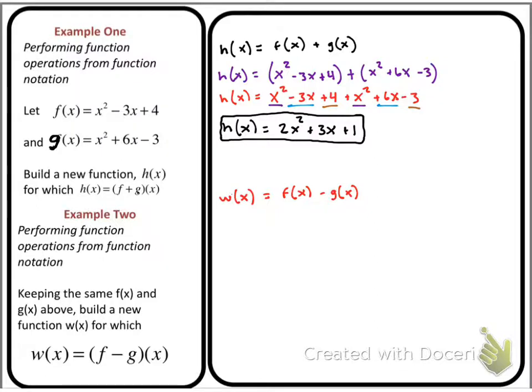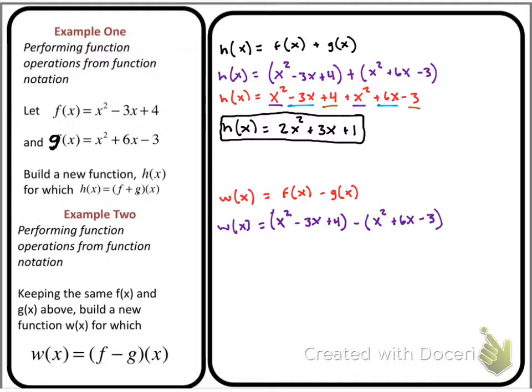We'll do the same thing. We'll go ahead and plug in. f of x is x squared minus 3x plus 4. So this time things are going to change a little because we're subtracting these. So subtracting x squared plus 6x minus 3. And we can bring this down just to keep it consistent.